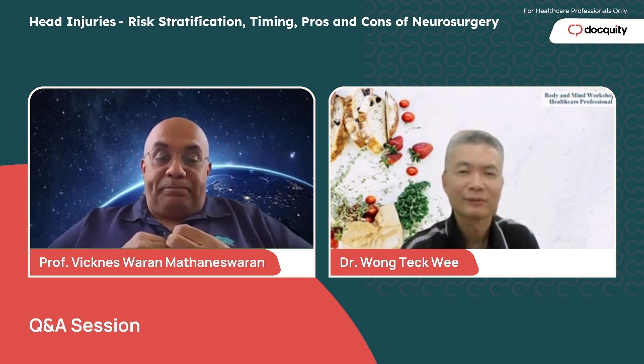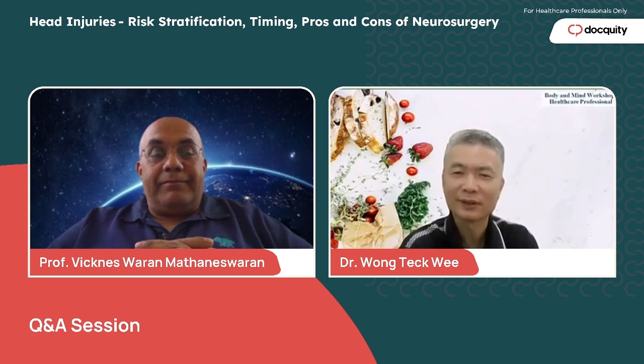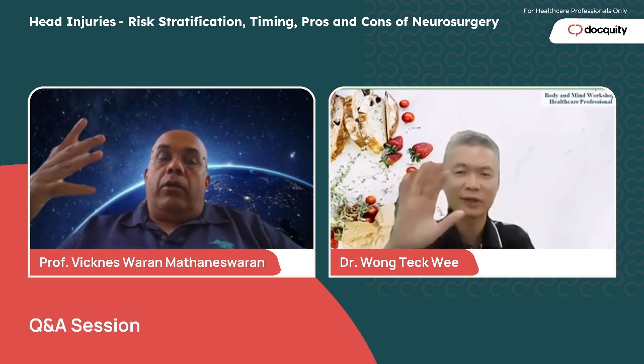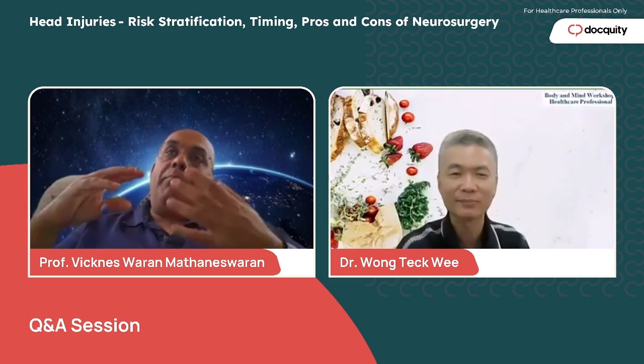What's the difference between acute subdural hematoma and chronic subdural hematoma, in terms of pathophysiology? Why does this guy do well and this guy do so badly, even though it's the same pathology?